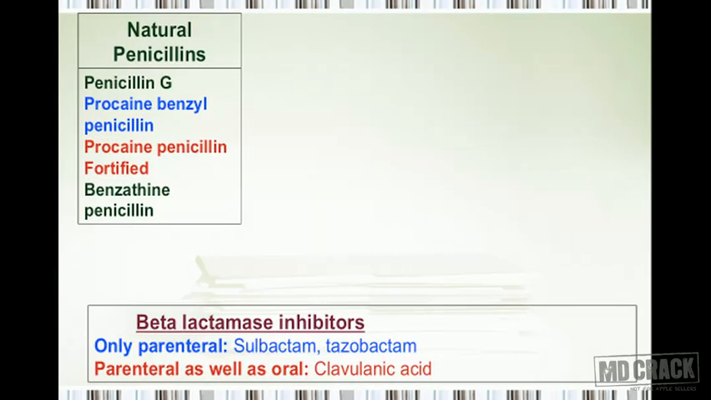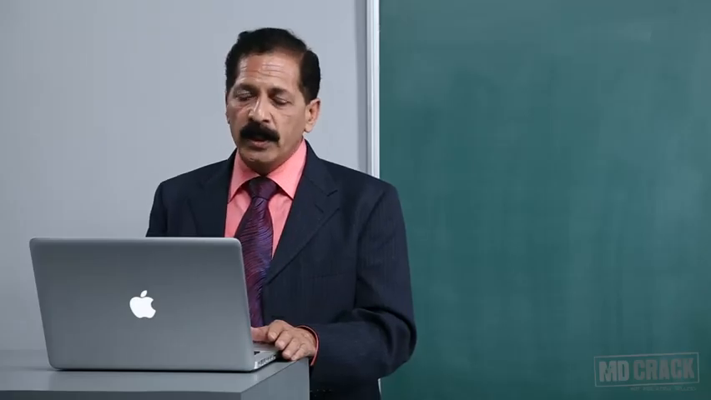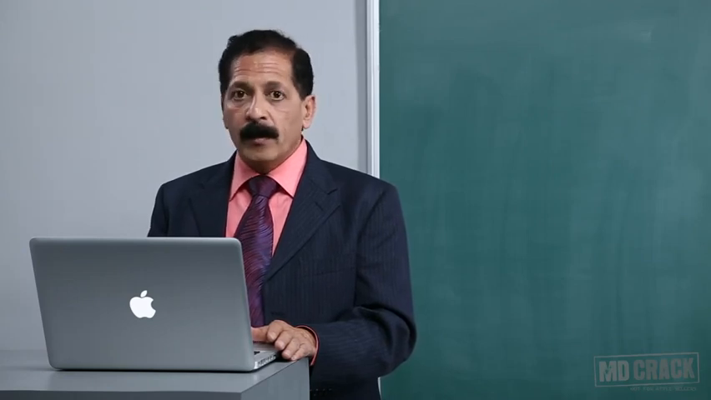Let's move on to the next slide, and what I have done for you is the whole chapter of penicillin now on one slide. Left hand side, natural penicillins. In the middle, semi-synthetic penicillins: acid-resistant, extended spectrum, and penicillinase-resistant, and down, the beta-lactamase inhibitors. Concentrate on this slide, keep on looking at the names, and I hope this slide is going to be extremely useful to you to revise your whole chapter of penicillins and all the names of penicillins. I am sure this module was useful to you and you'll make good use of this. Best of luck. Thank you.